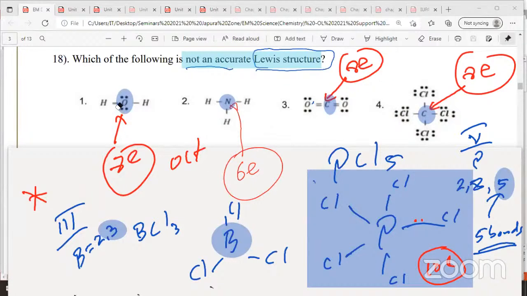In Lewis structures, there are lone pairs and bonding pairs. For bonding pairs you put a dash, for lone pairs you put a pair of dots. Right, a pair of dots. Then let's move on to the next one.